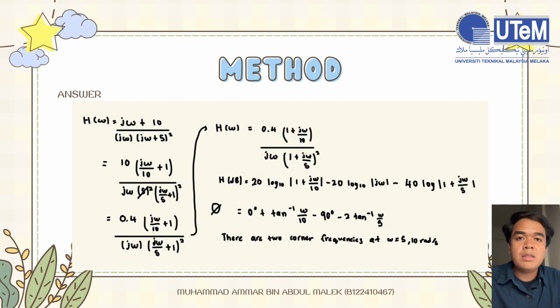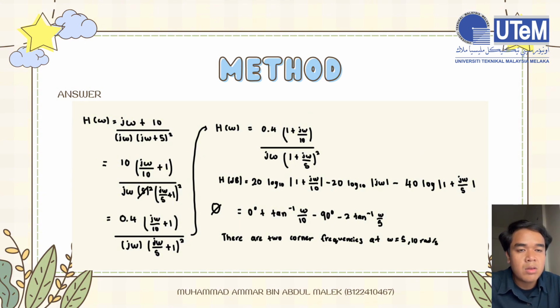Okay, this is our answer for question B. H(jω) equals (jω + 10) divided by jω times (jω + 5) squared. After that we normalize, and we get 10 times (jω/10 + 1), divided by jω times 25 times (jω/5 + 1) squared. Then we get 0.4 (jω/10 + 1) divided by jω times (jω/5 + 1) squared.